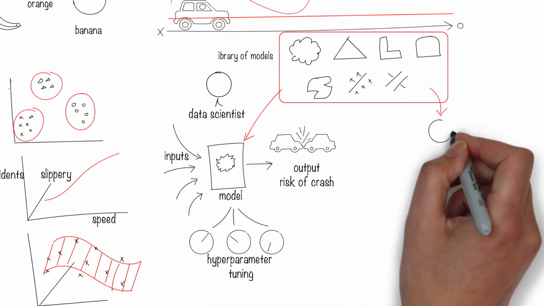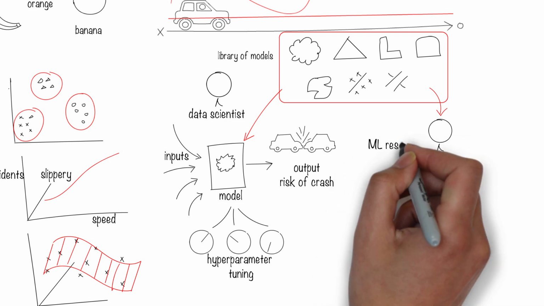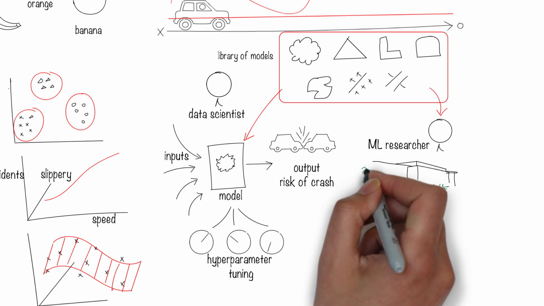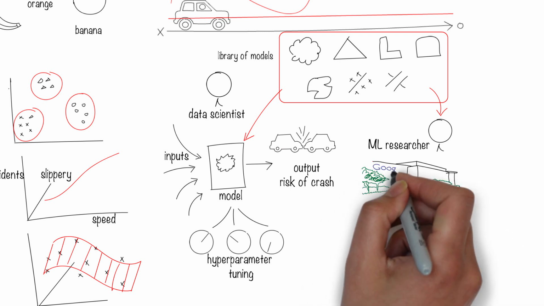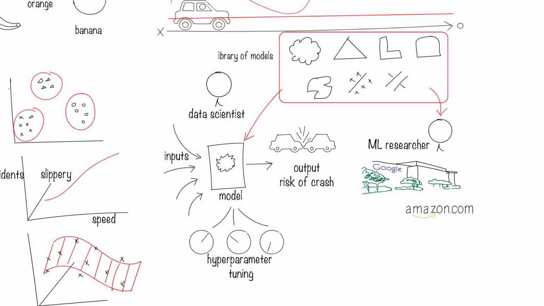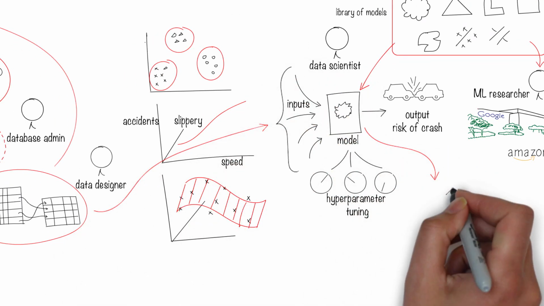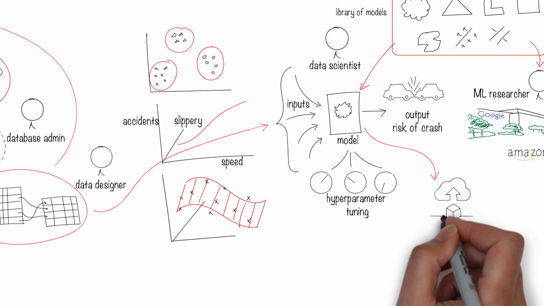Machine learning researchers actually create these models or explore variations of these models that can be used for different cases. Typically, only companies that are focused on developing new machine learning models and algorithms hire these kinds of people, like the Googles and Amazons of the world. The data scientists experiment with many models and play around with the model parameters. These are called hyperparameters.